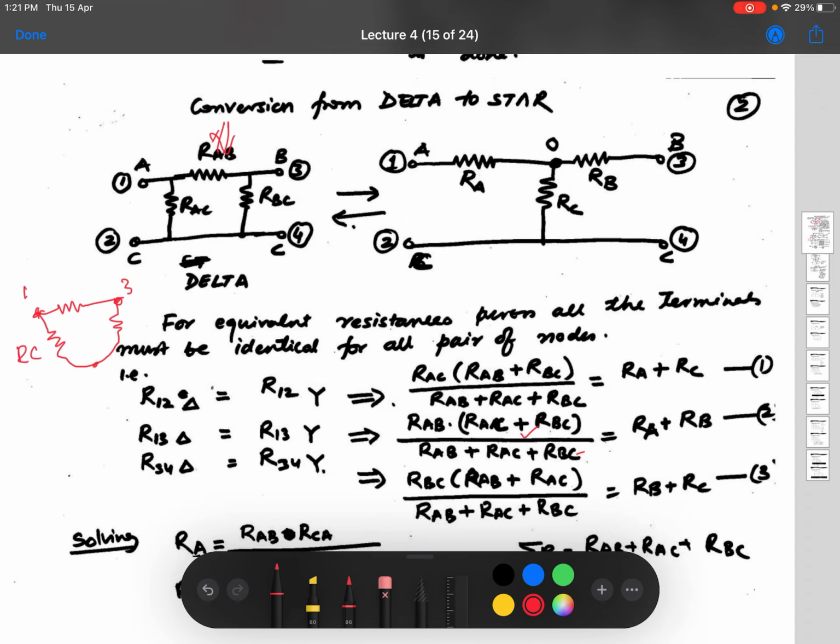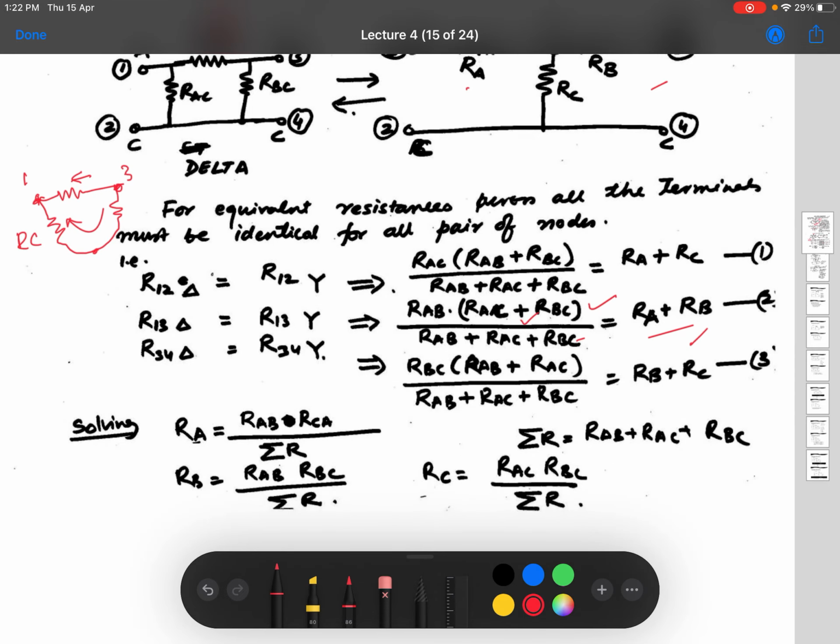If you consider only 1 and 3 as terminals, and 2 and 4 don't come into the picture, then these two come in series, and this is in parallel to the series combination. So that is what is written over here. Similarly, for the star connection, you will see that A and B are in series. So that is what is written here.